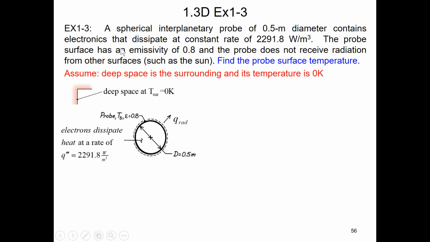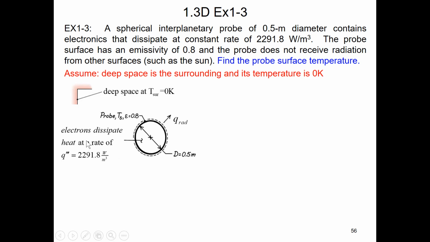1-3. Again, pause the video, do the problem on your own, then compare your solution with the instructor's. As you can see, we have a spherical probe with a diameter of 0.5 meter. It contains electrons which dissipate heat at this rate.